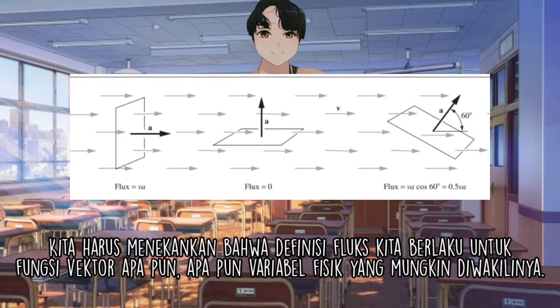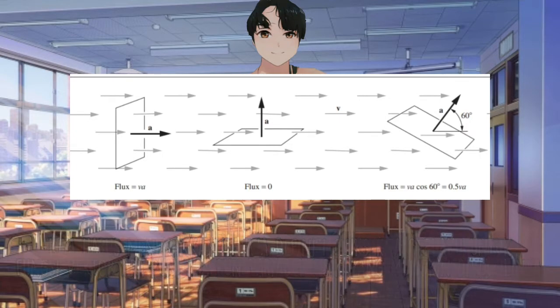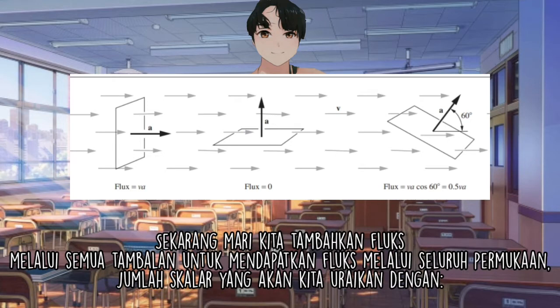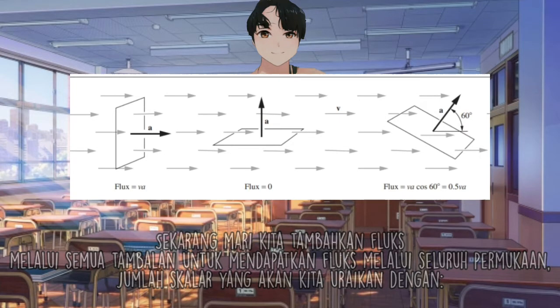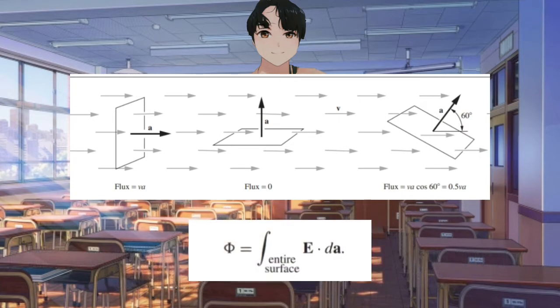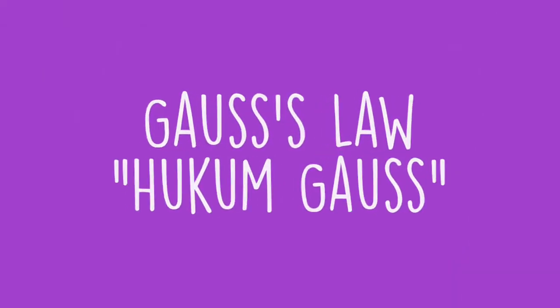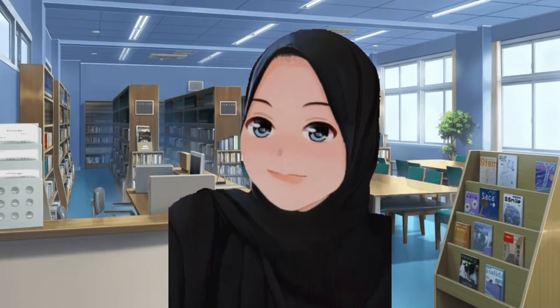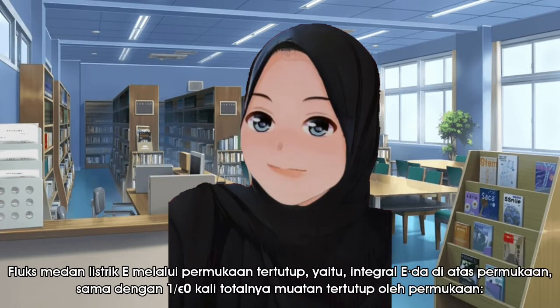We must emphasize that our definition of flux applies to any vector function, whatever physical variable it may represent. Now let's add the flux through all the pieces to get the flux through the entire surface. That is a scalar that we will describe with this equation. The flux of the electric field E through a closed surface, that is the integral of E dA over the surface, equals 1 per epsilon 0 times the total charge enclosed by the surface.